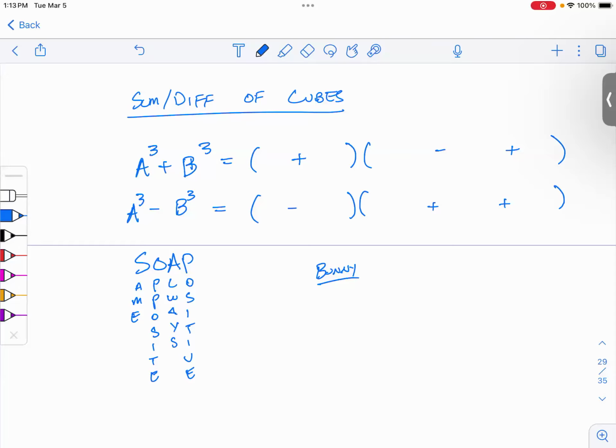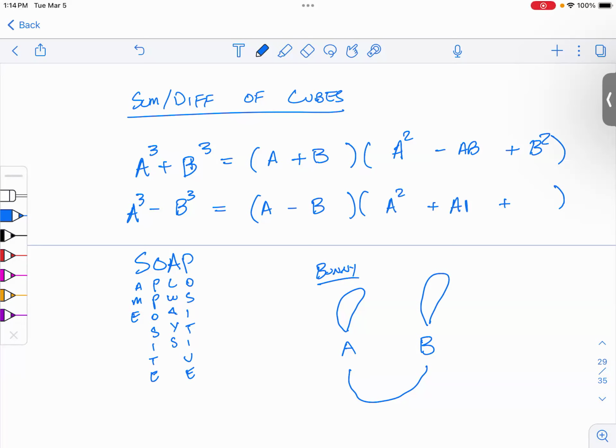All right, so now we're going to do the bunny. So I have an A and a B because the whole point of cubes is you've identified something cubed plus or minus something cubed. So we've identified our first 2 terms, because you identified what is being cubed. Then we do the bunny in order to find the next term. A times A times B, B times B. And that's how we identify our terms.